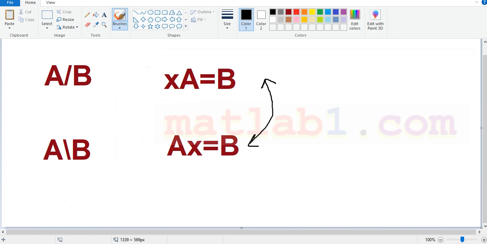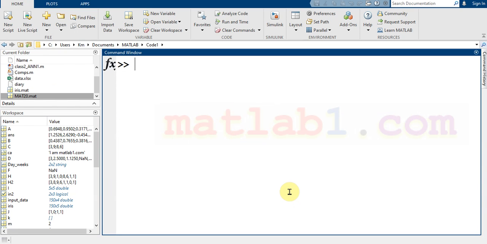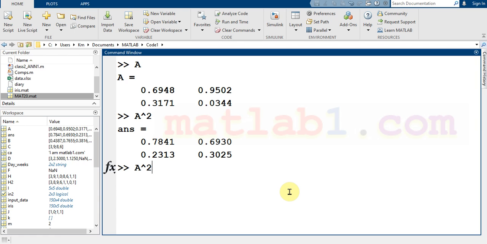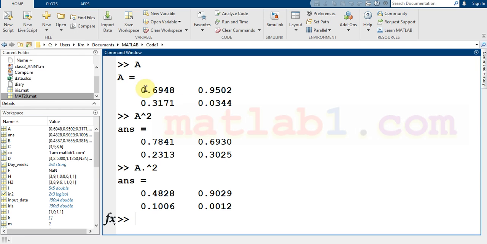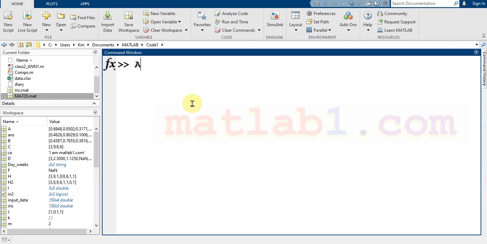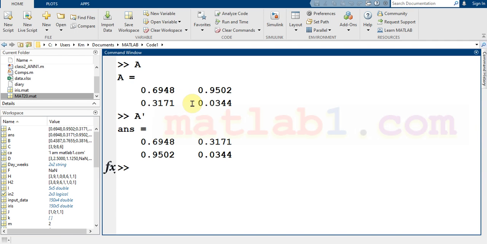Or I can write power. If I write A power 2, it's a matrix multiplication, A multiplied by itself. But if I write dot before the power symbol, it's an element-wise power. Each element is raised to the power 2, and so on. I said that you can use transpose. It's A. If I want to see the transpose, I use this symbol, or I can use the transpose command.